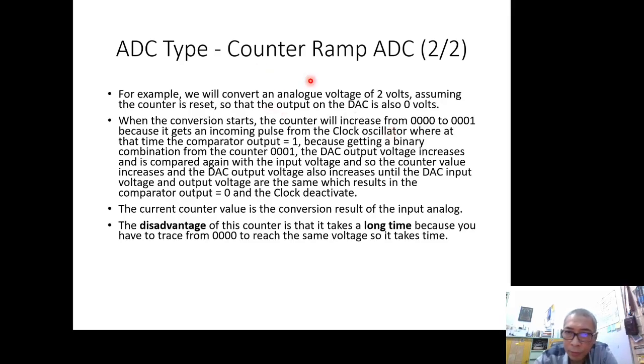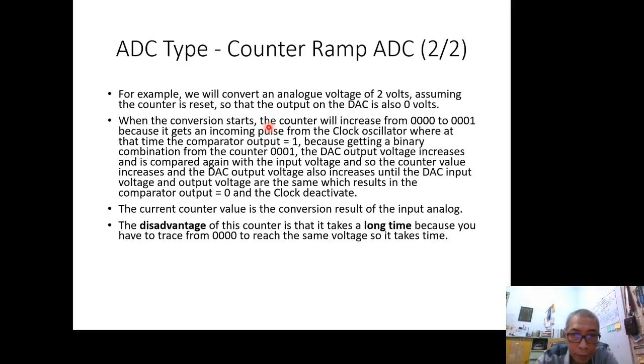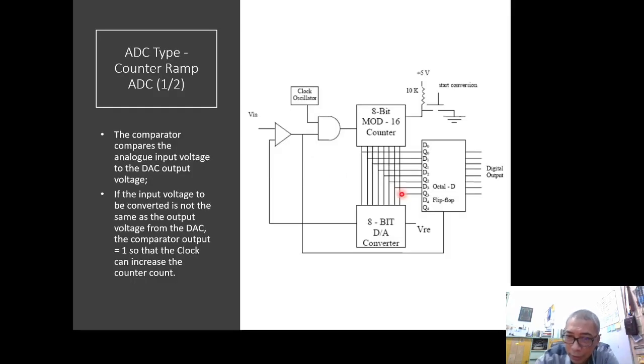For example, we will convert an analog voltage of 2 volts, assuming the counter is reset so that the output of the DAC is 0. From here it is 0, so 0 is compared to 2 volts. When the conversion starts, the counter will increase from 0 to 1 because it gets an incoming pulse from the clock oscillator, where at that time the comparator output is 1. Because of the binary combination from the counter being 1, the DAC voltage increases and is compared again with the input voltage.